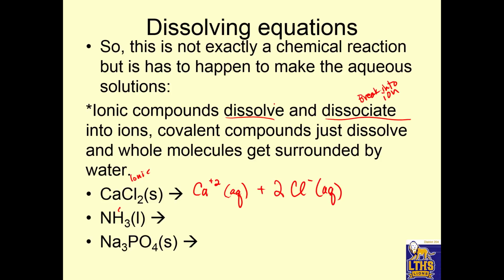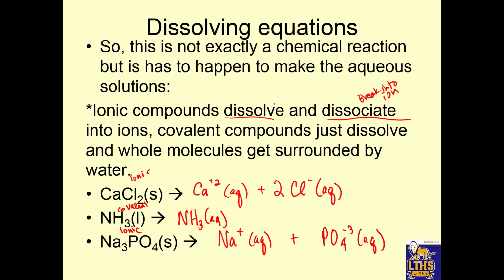Okay, this is covalent, right? So it's just going to get surrounded by water. Ionic, so this is going to get surrounded by water. So we have sodium ions that are surrounded by water and phosphate ions that are surrounded by water. You might be saying, but wait, Mrs. Harbin, what about this 3? That means every time this breaks apart, you get 3 sodium ions for every 1 phosphate ion. Okay, that's dissolving. That's what AQ means.